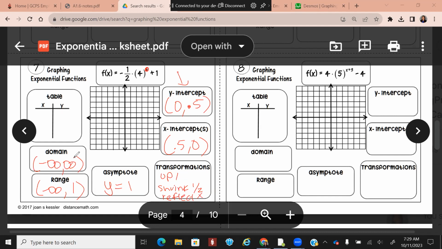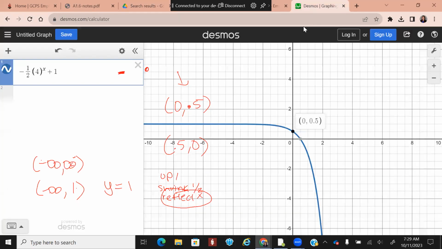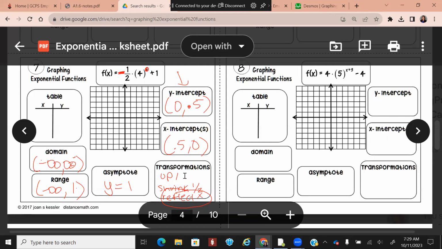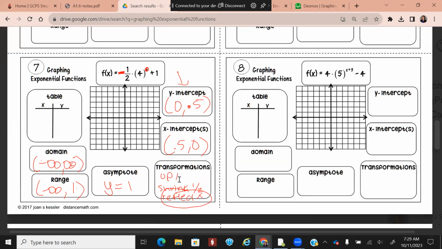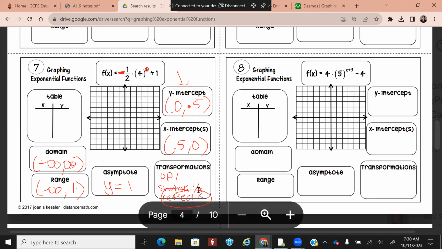So domain is going to be -infinity to positive infinity. Range, this is new, is going to be from -infinity to 1. The reason why is because this negative out front is going to create a reflection across the x-axis. This is the new one. Reflection across the x-axis. Do we see how it's facing downwards? That's where that's coming from. So we moved up 1, we shrunk by 1/2, and we reflected across the x-axis.